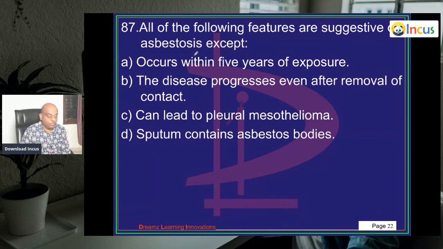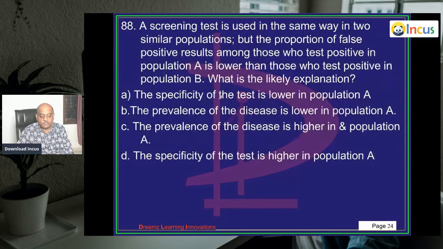Asbestosis can lead to pleural mesothelioma. Sputum has got asbestos bodies, and the disease progresses even after removal of the contact. But it occurs. At least 10 years of exposure is required.